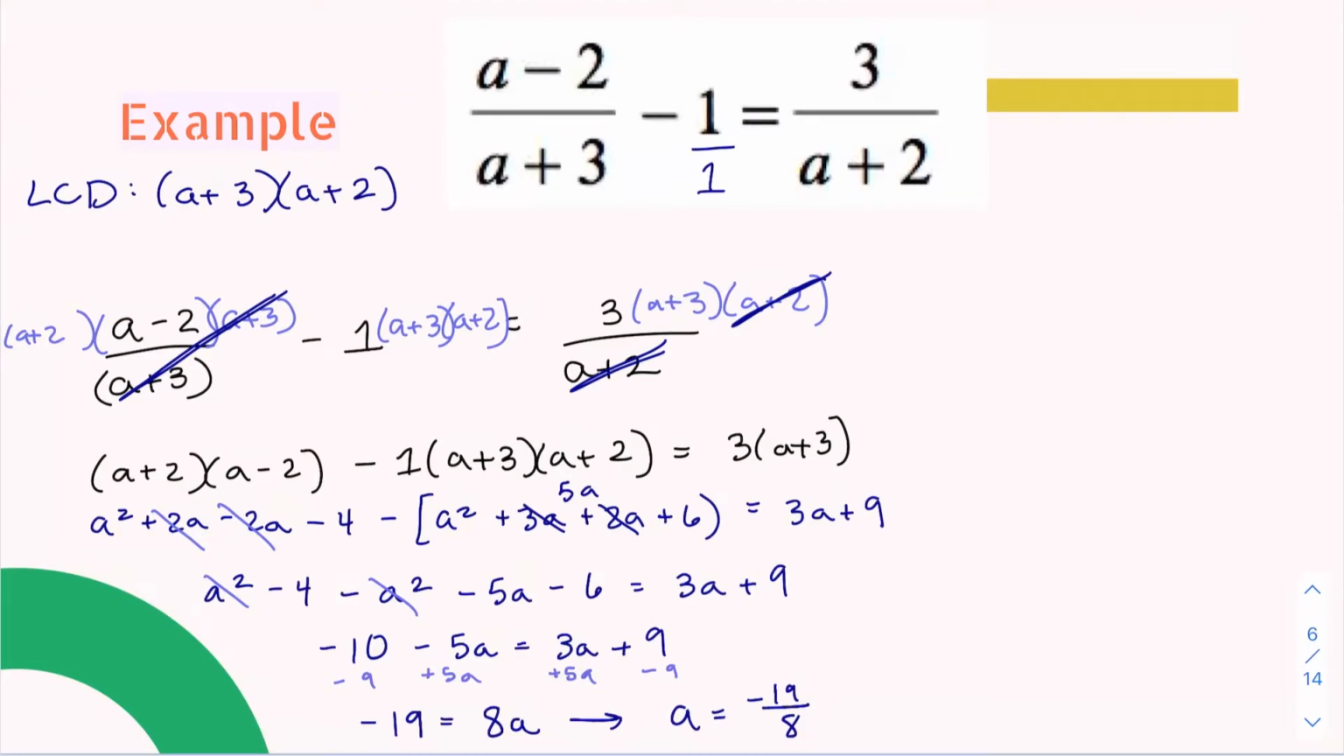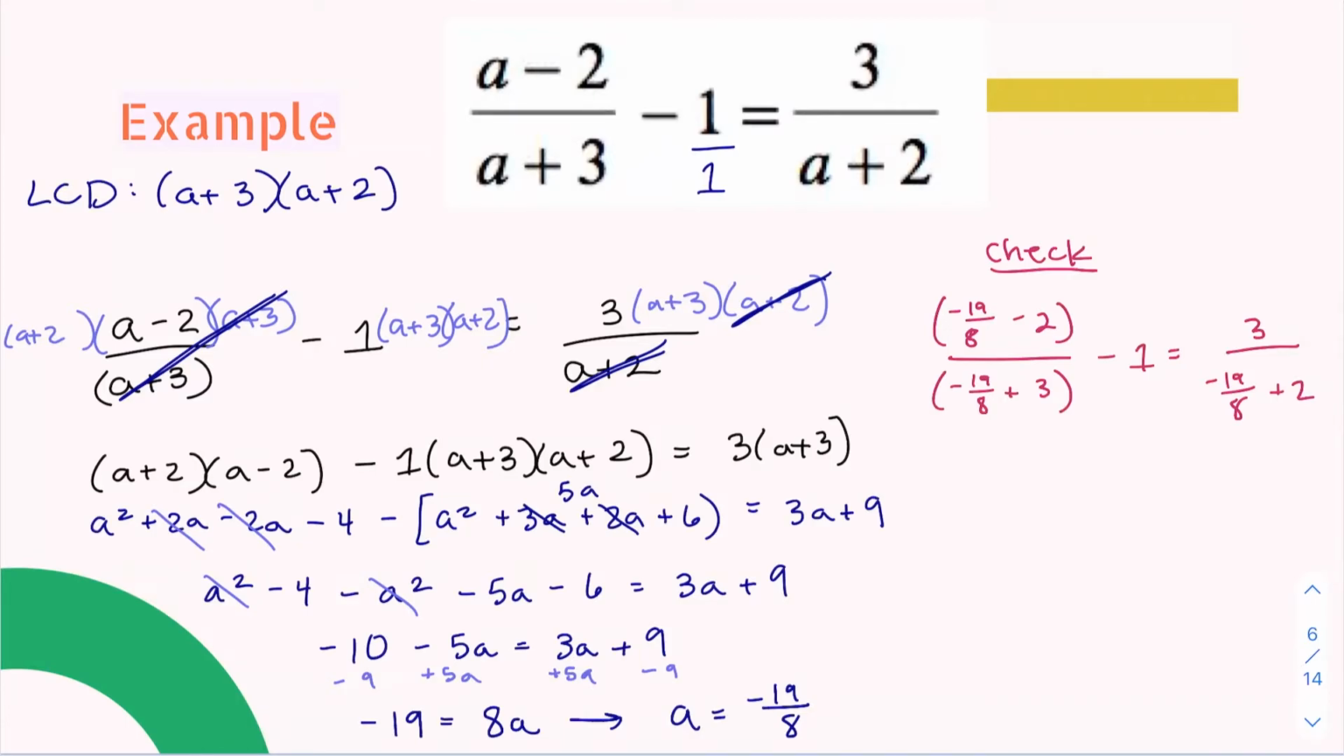Next we have to check it, and this one I am going to type into my calculator because the answer is a gross fraction. So to check it in my calculator, I'll do negative 19 over 8 minus 2 in parentheses divided by negative 19 over 8 plus 3, minus 1, equals 3 over negative 19 over 8 plus 2. And I'm just going to calculate what this is out in my calculator.